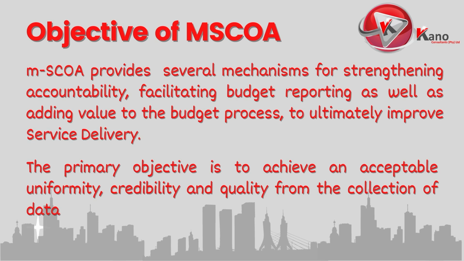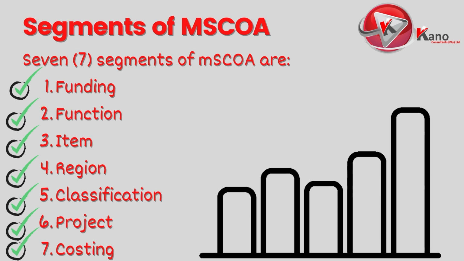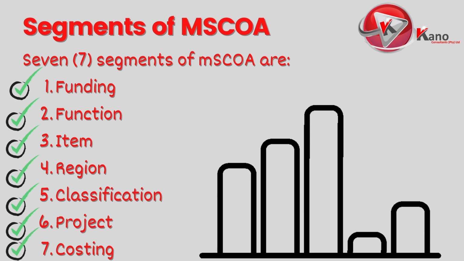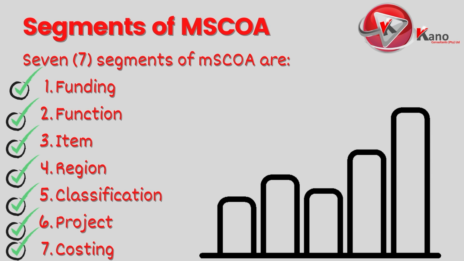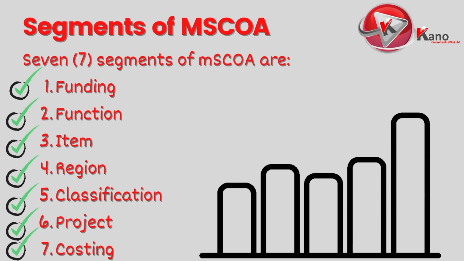mSCOA provides several mechanisms for strengthening accountability, facilitating budget reporting, as well as adding value to the budget process, to ultimately improve service delivery. The primary objective is therefore to achieve an acceptable uniformity, credibility, and quality from the collection of data. The mSCOA framework introduced 7 key segments, as well as 15 fundamental business processes, which, according to the framework, must be complied with to ensure the successful transitioning and implementation of the new framework.